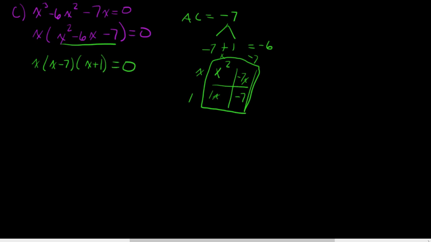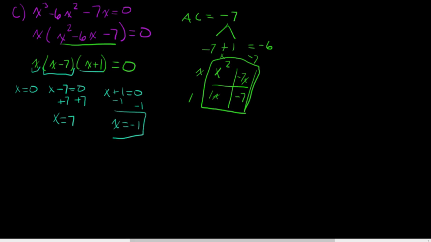So this has three different factors, and we can set each one of them equal to 0. I'll start with this first one. x is equal to 0. That's already solved, so we're good to go. The second one is x minus 7 is equal to 0. I add 7 to both sides, and I get x is equal to 7. And the third one, I've got x plus 1 is equal to 0. Subtract 1 from both sides, and I get x is equal to negative 1. So here are my three solutions.